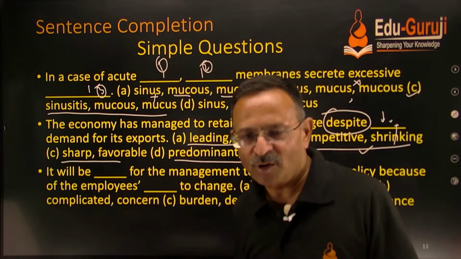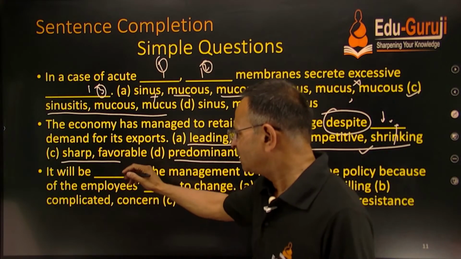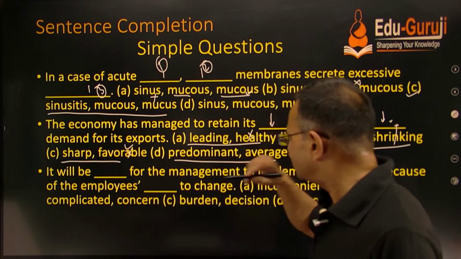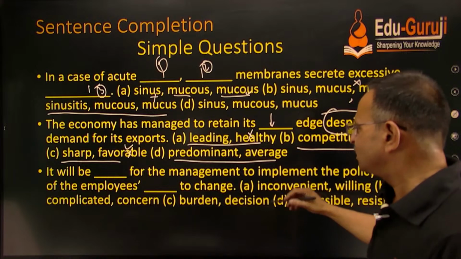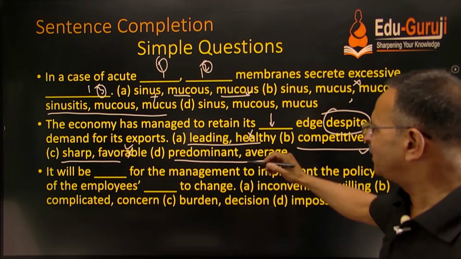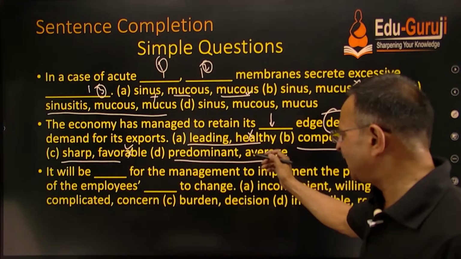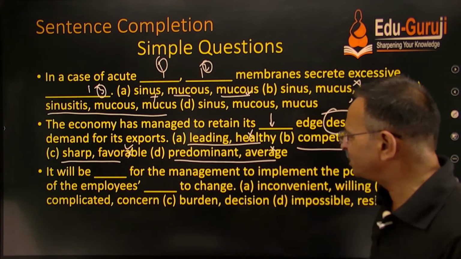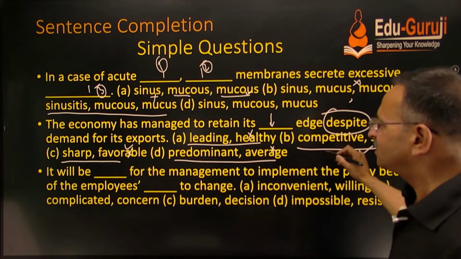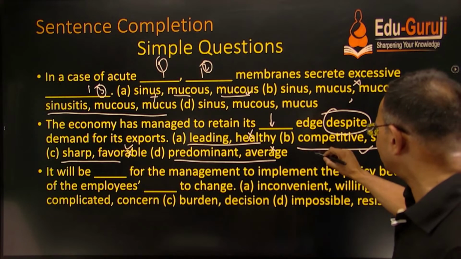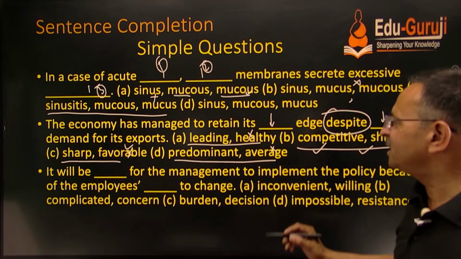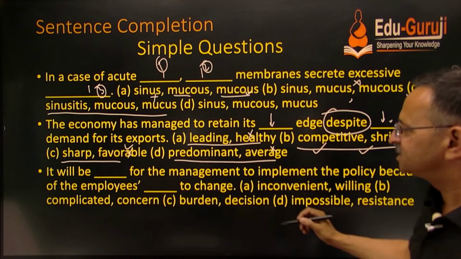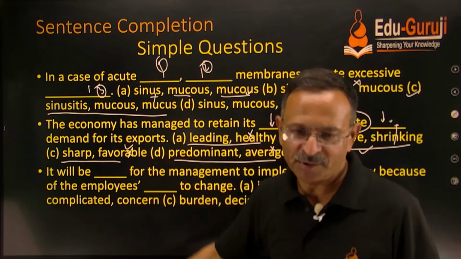Then let's see what about C, sharp and favorable. Favorable means positive, so again it cannot be. Then you have predominant and average. Obviously, managed to retain its average, again this is positive, so we cannot use it. So the answer would be the B part, that is competitive. So the economy has managed to retain its competitive age despite shrinking demand for its exports.